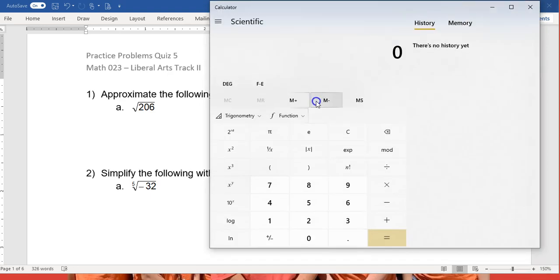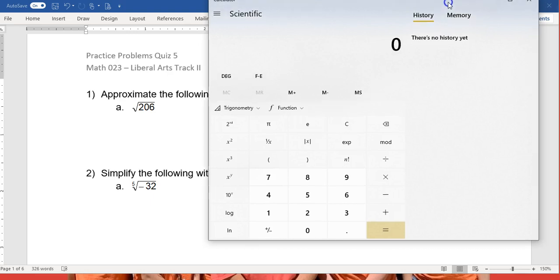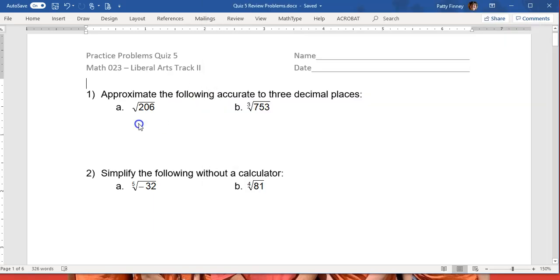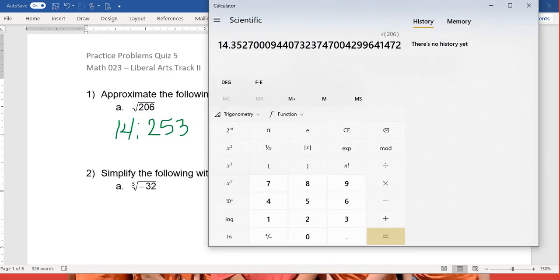So on my calculator, I'm looking for a square root here. Does anybody see it? I do not. So then I'm going to hit second, and there I see square root. So what I'm going to do is type in 206, and then take the square root of that. So it says the square root of 206 is 14.353. So I'm going to come over here and write 14.253. That's that answer.